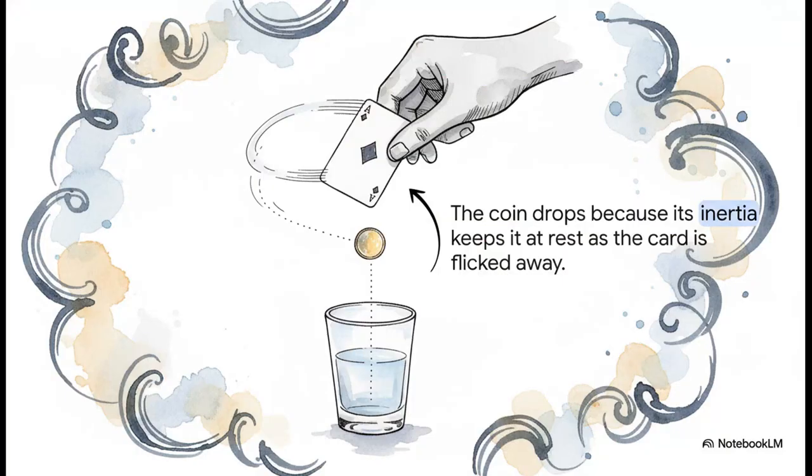This classic experiment is the perfect way to see inertia. When you flick that card, you're only putting a force on the card. The coin, because of its inertia, wants to resist change. It wants to stay put. So the card just zips out from underneath it, and gravity takes over, pulling the now stationary coin straight down into the glass. It's brilliant.